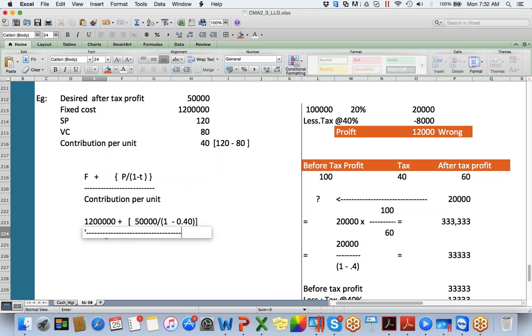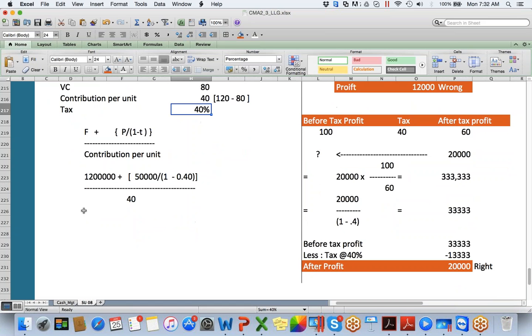Already you calculated, you kept it ready. That is $40. So I'll give you percentage tax 40%. If it is 35%, you should write here 0.35. If it is 30%, 0.30. Is that okay? Yeah. Now what you need to do is first you simplify this. You simplify this and add it to fixed cost. Okay. Let us continue the calculation with the next step.